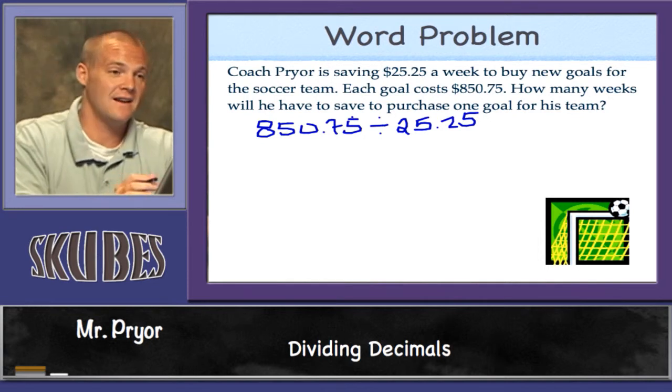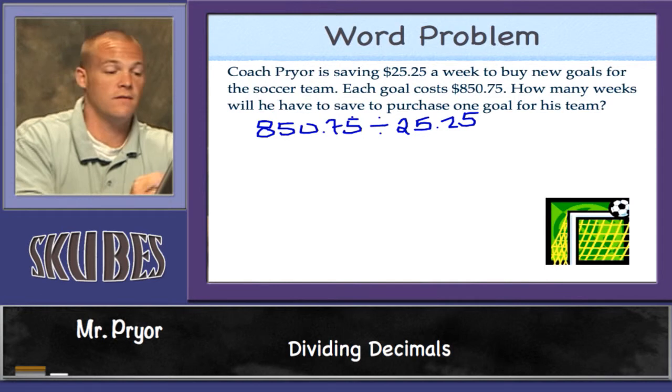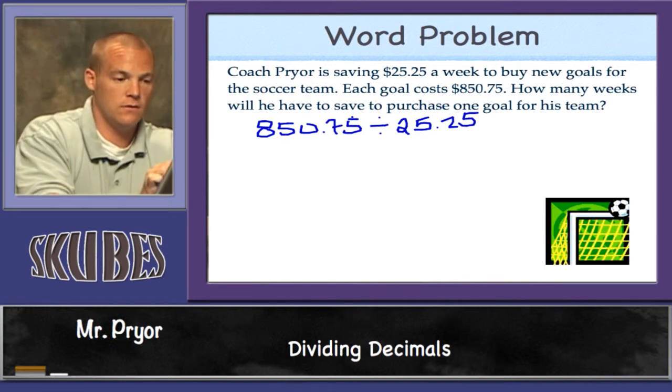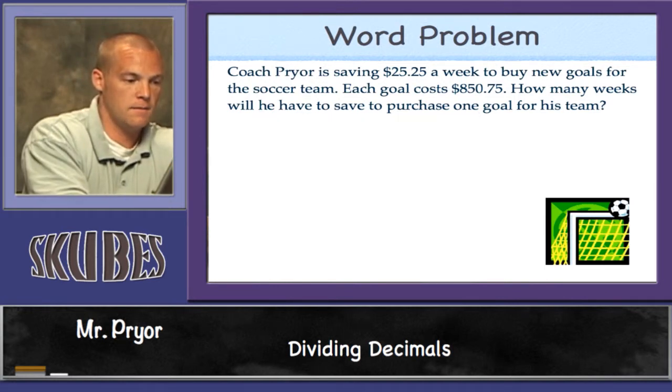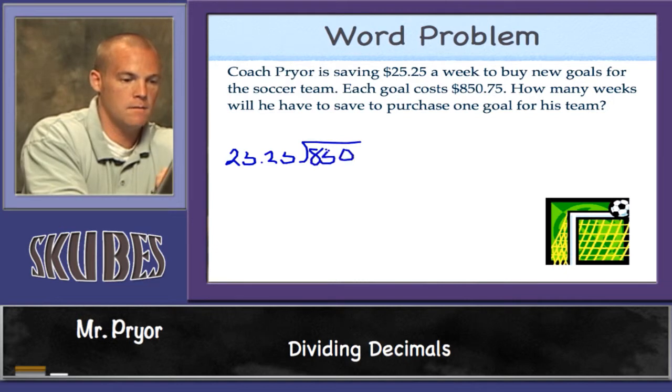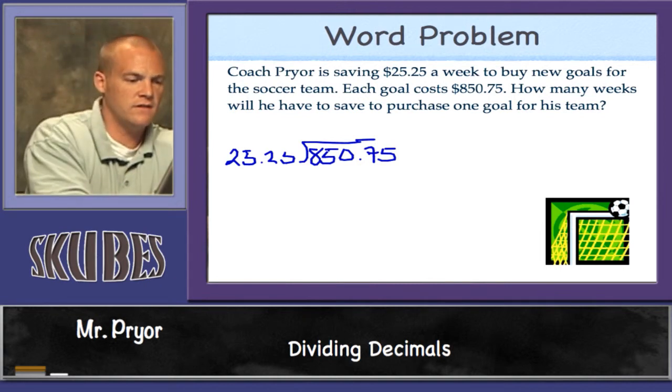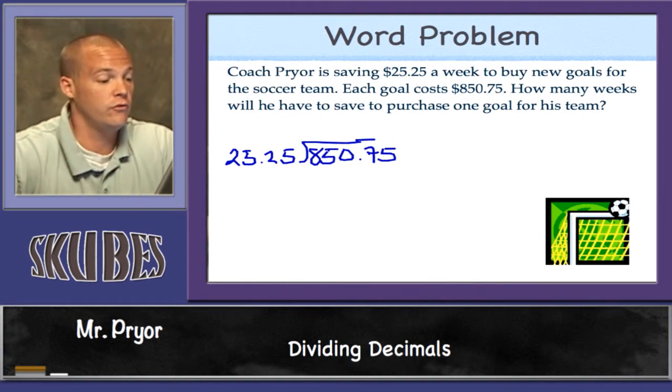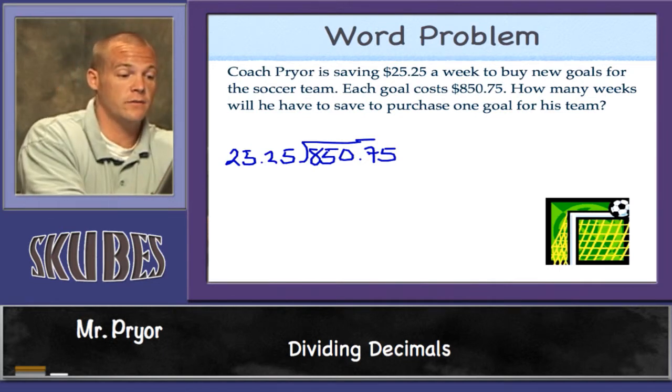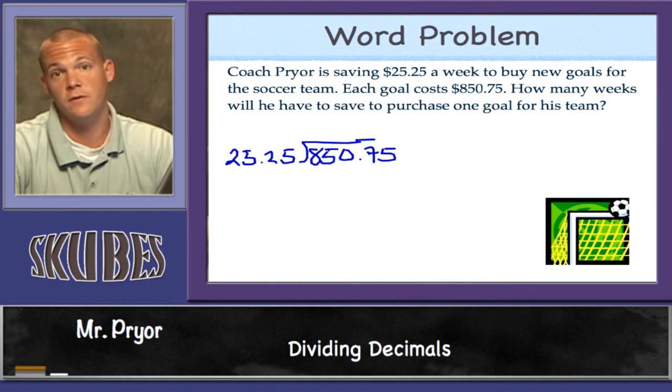So we can now take that and modify it to help us divide out. In this case, we're going to set it up as 25.25 and 850.75. Whoops. All right. And we have to make some modifications just as before. Those modifications need to be made to the number outside the division sign so that we can get rid of the decimal. 25.25 is not a whole number, it's a decimal.